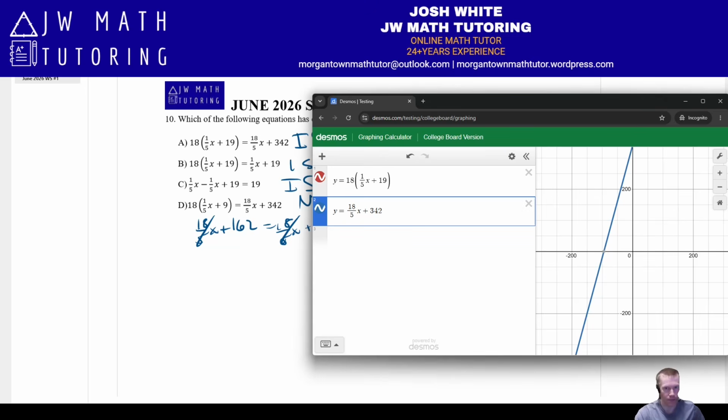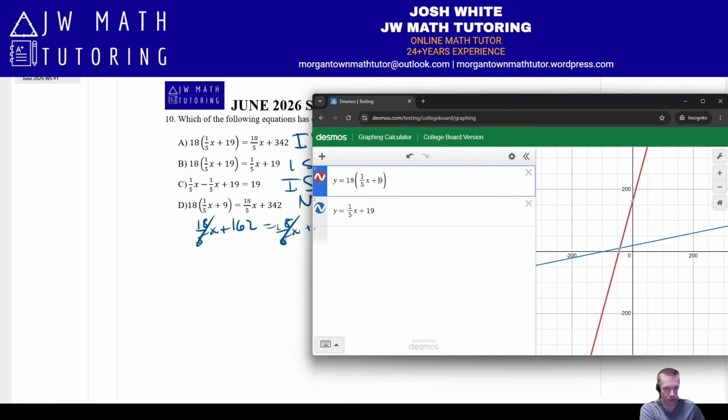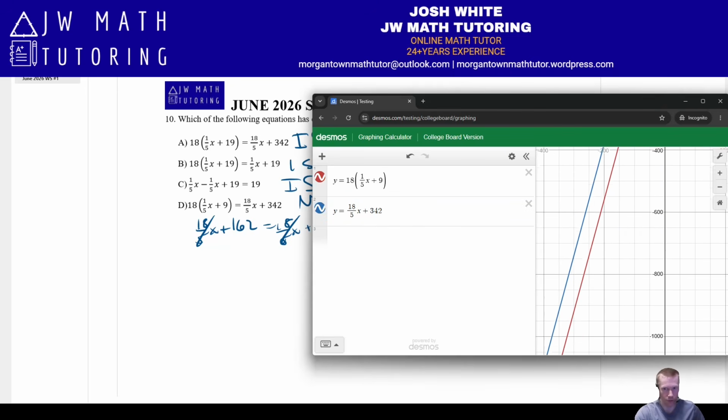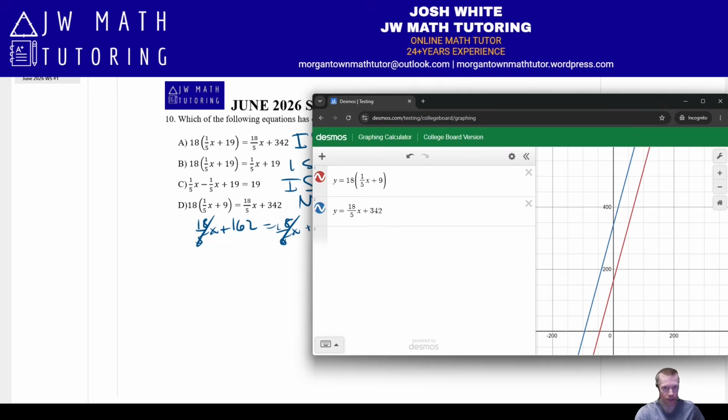Okay, let's move on to B. Change this to a 1/5 and change this to 19. One intersection right here. This is the correct answer. Okay, just to check, I'm going to check D first, just because that one is much closer to B in terms of the typing. Notice here it's parallel lines, therefore it's no solution. You can keep scrolling, but they're never going to intersect.